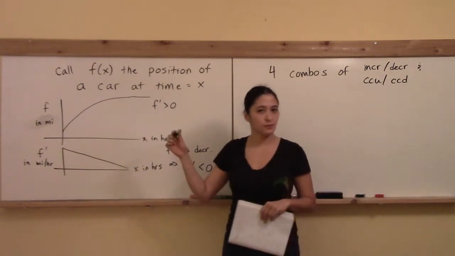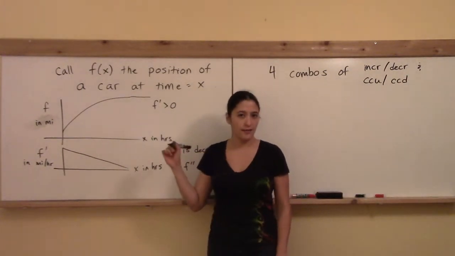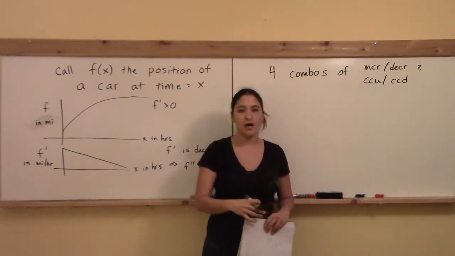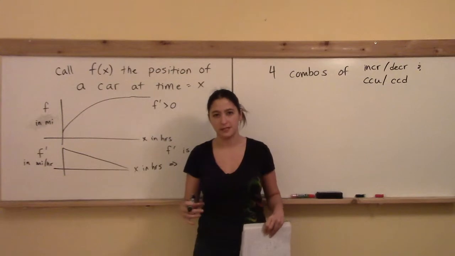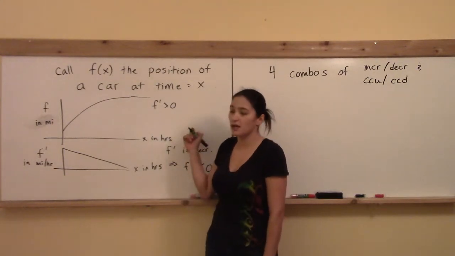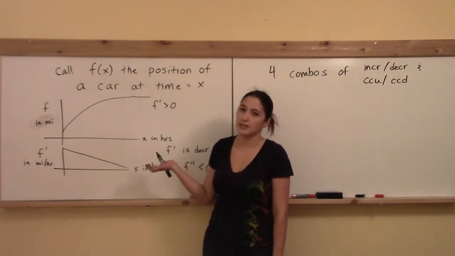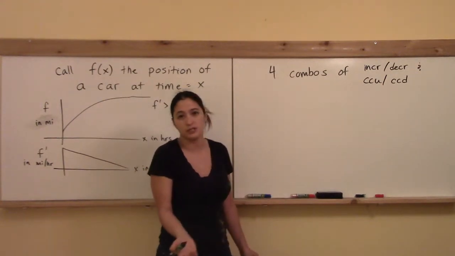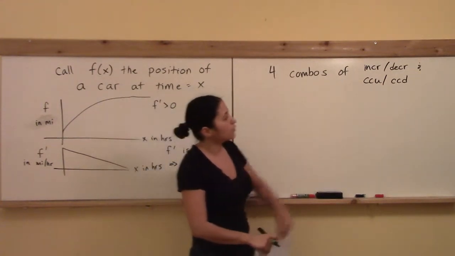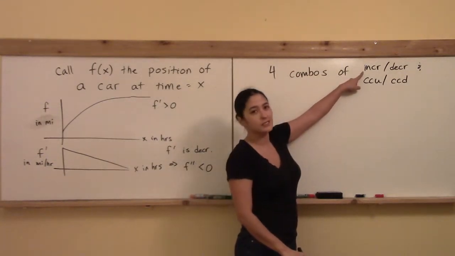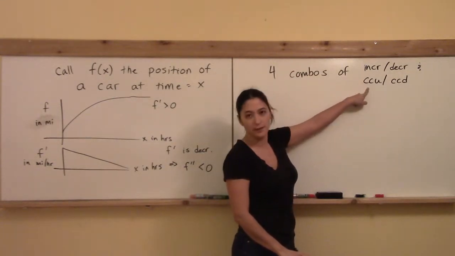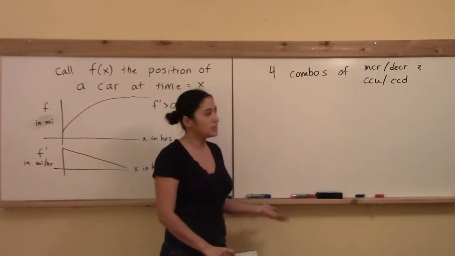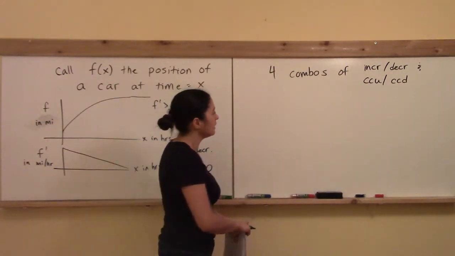Now you can see from what I just did here on the board that increasing, decreasing, and concave up, concave down are two completely separate things. Something can be increasing and concave up, and it could be increasing and concave down. Likewise, it could be decreasing and concave up or decreasing and concave down. So the choice between these does not imply what's going to happen on the choice between these. Those are separate issues. How can we understand all 4 of these combos together?